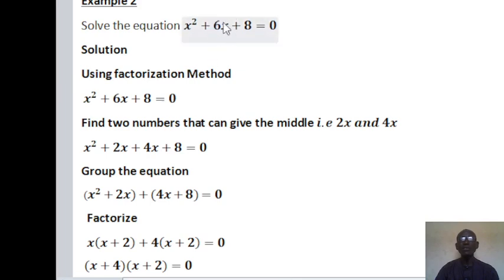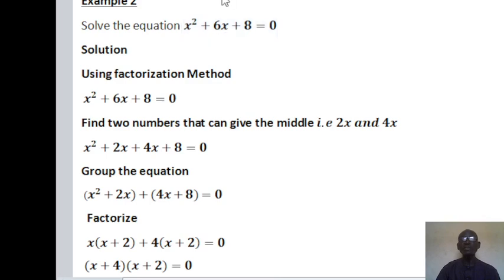This is 6. Look for two numbers that when you add them, they will give you 6, but when you multiply them, they give you 8. Those two positive numbers are 2 and 4. When you add them, 2 plus 4, you have 6. Then 2 times 4, you have 8.